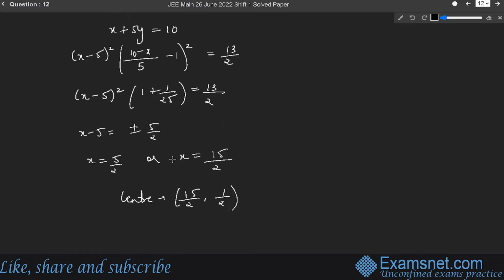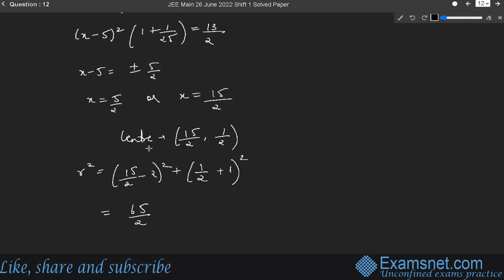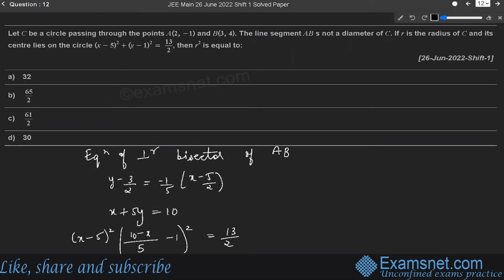Now we have to calculate R². R² will be equal to (15/2 - 2)² + (1/2 + 1)². So this will be equal to 65/2. Hence we can say that the correct answer for this question is option number B, which is 65/2.